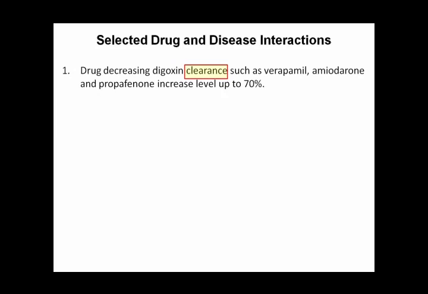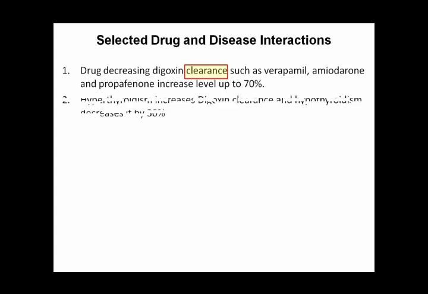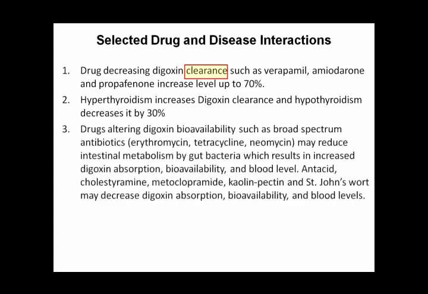The first drug interaction set impacts clearance, and this is from drugs like verapamil, amiodarone, and so on. The second set of drug or disease interactions affecting clearance is the state of thyroid function. Hypothyroidism decreases clearance, hyperthyroidism increases clearance. I don't need you to remember the percentage, you just need to know if it increased or decreased.